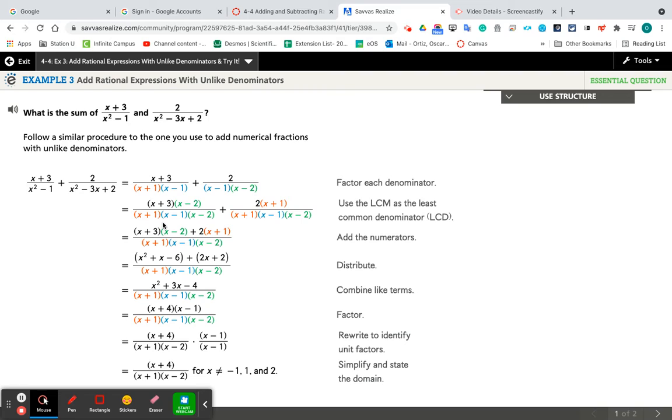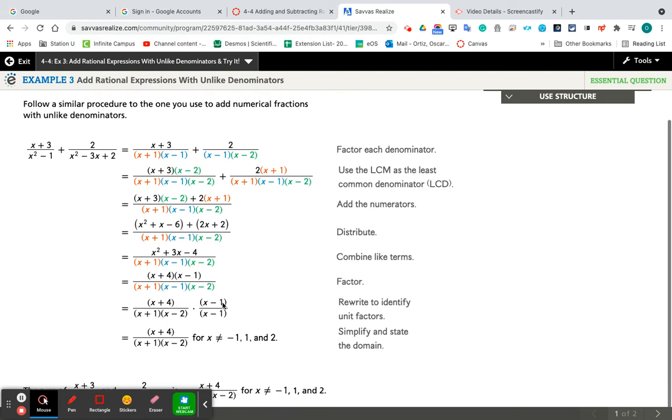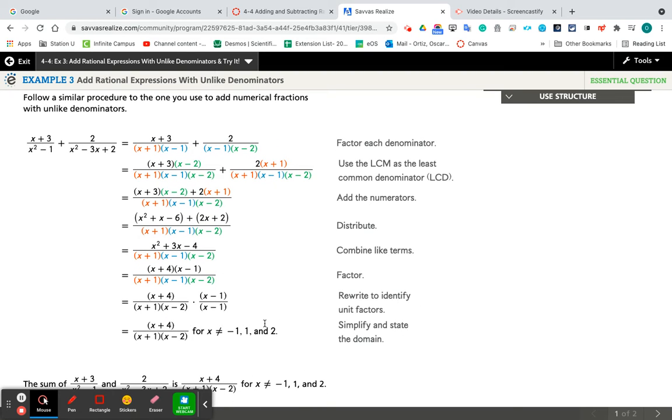So we can see that the least common denominator will be x plus 1 times x minus 1 times x minus 2. And now that we have that, we can add the numerators as we did before. And if we distribute or multiply and combine like terms at the top, then we end up with our expression x plus 4 over x plus 1 times x minus 2.